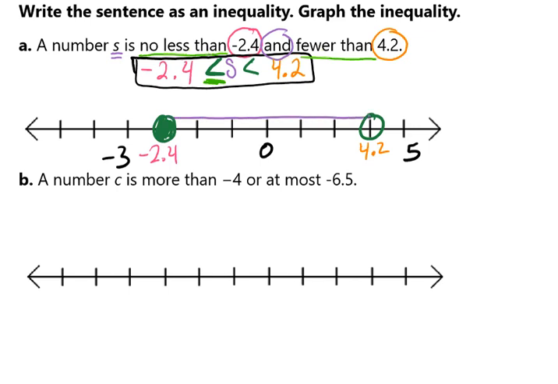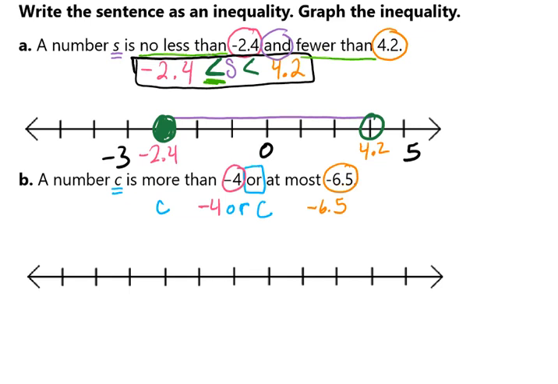So let's take a look at this last example. Here it says a number C is more than negative 4 or at most negative 6.5. So we've got our keyword "or." That means we're using a C, not an X. So C or C: two C's and the word "or." And we're going to use the numbers negative 4 and negative 6.5. And it doesn't matter which one is smaller or bigger.